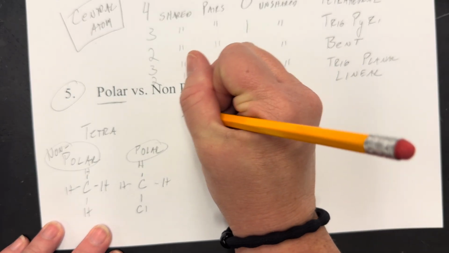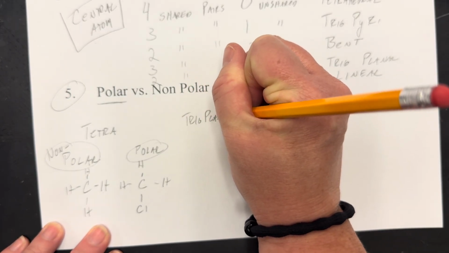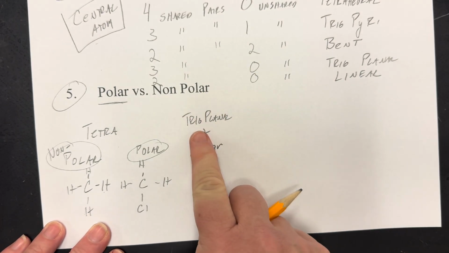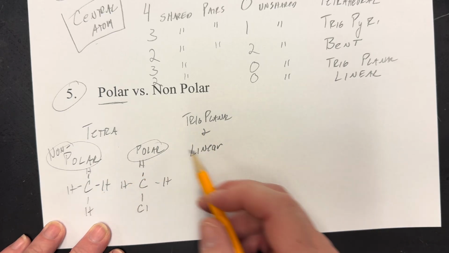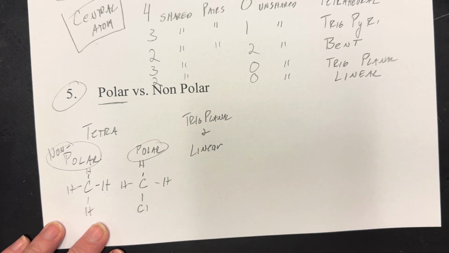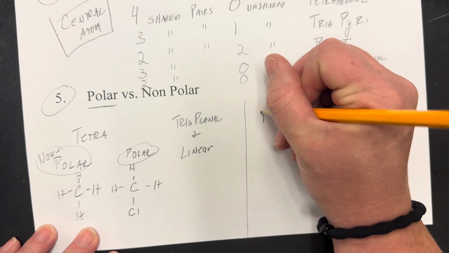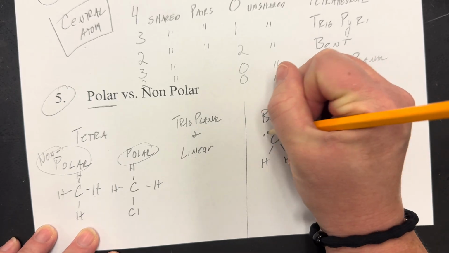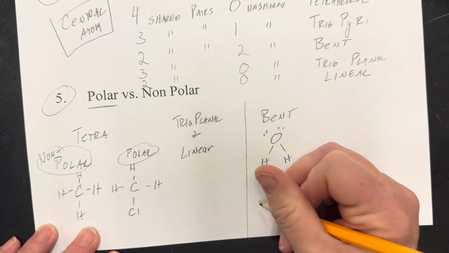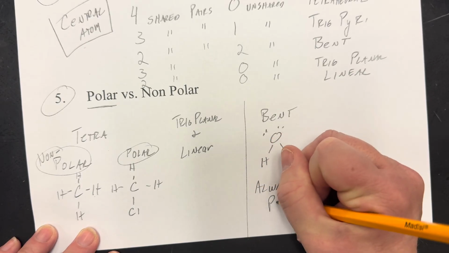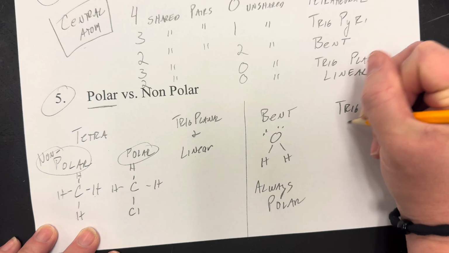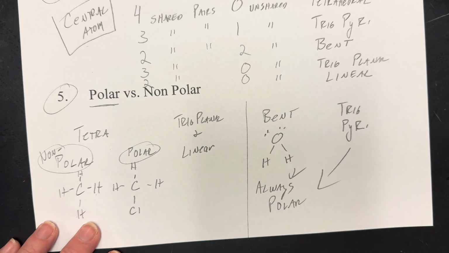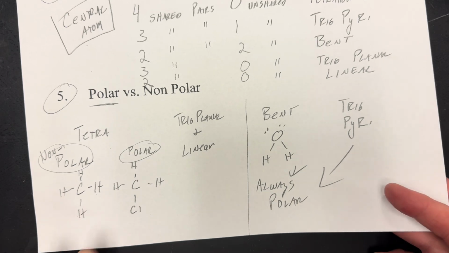The same goes for trigonal planar and for linear. If they're all the same around the trigonal planar, it's going to be non-polar. If any one of them is different, it's polar. Linear, same situation. Our last 2 shapes, bent, which remember is like water, it's actually that shape. Bent is always polar. And so is trigonal pyramidal. Always, always polar for those 2. So that's kind of where the general is for those shapes.